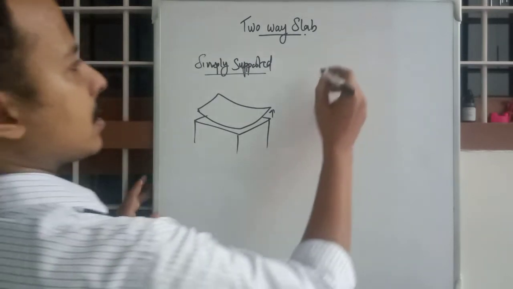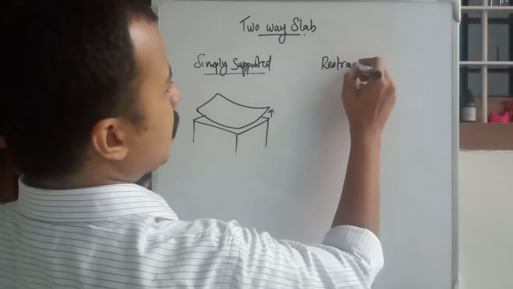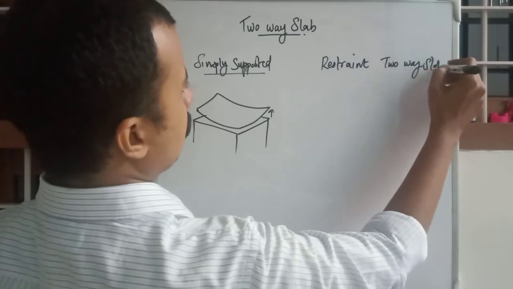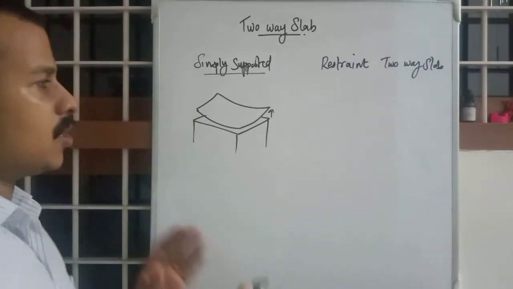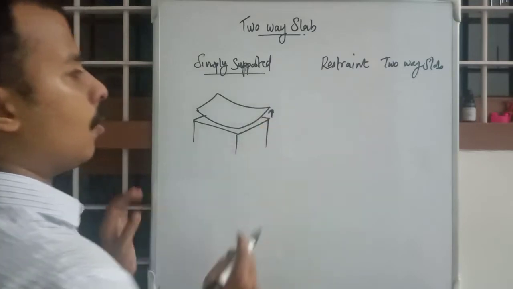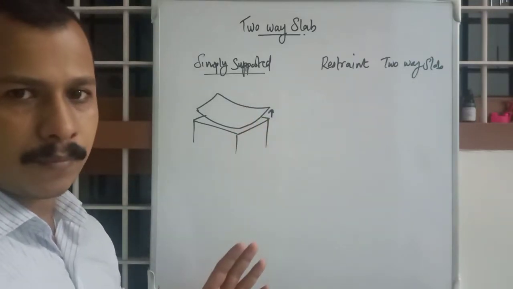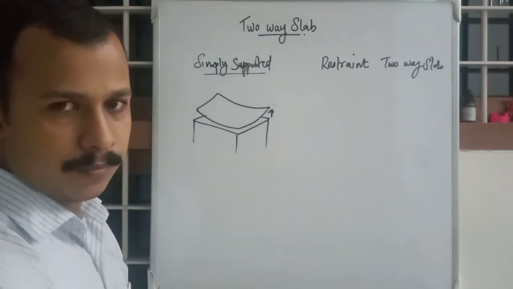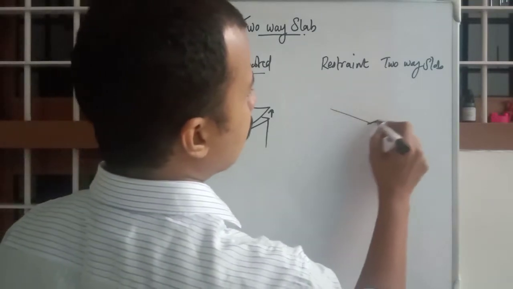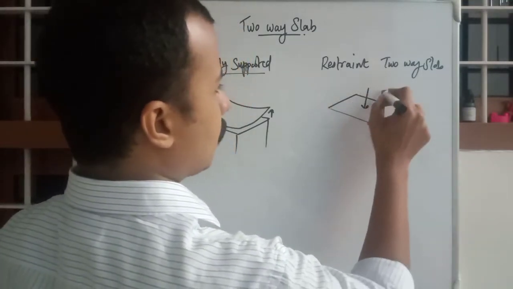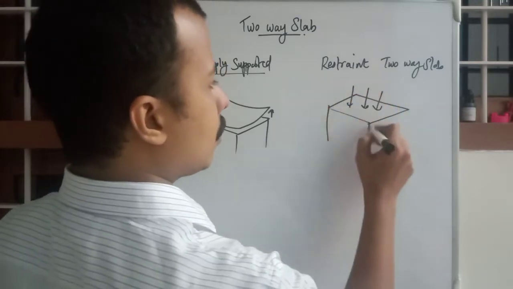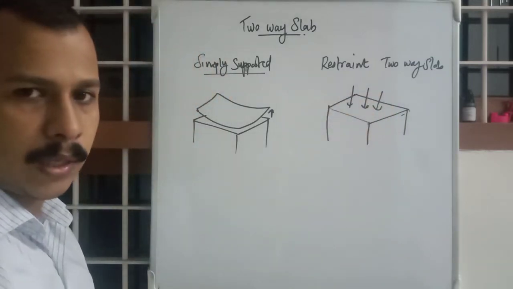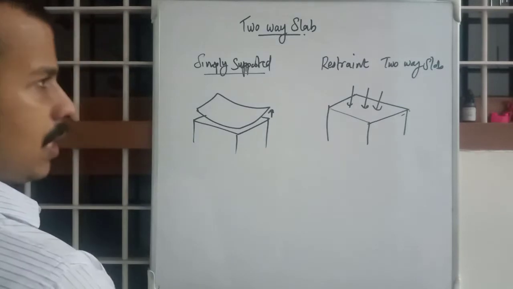So today we are going to discuss restrained two-way slab. The difference in a restrained two-way slab is that this upheaval or upward movement is not allowed. The movement is restrained or restricted. That means the corners will be held down. Whatever load may act on this slab, the slab will be holding its position on four corners. So that is the primary idea of a restrained two-way slab.